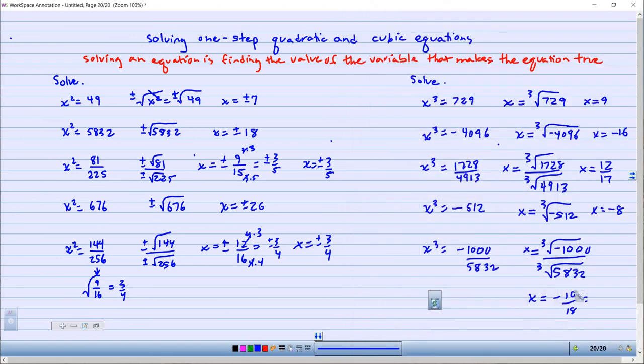Those are the cube roots. But hey, those are both divisible by 2, right? So 10 is 2 times 5. 18 is 2 times 9. If I cancel that common factor of 2, I get negative 5 over 9. So that's the answer to that one. Negative 5/9. All right, there it is.